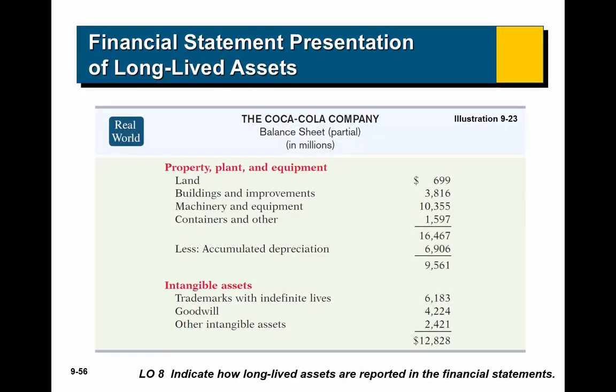All right. So this is what the balance sheet will look like with all these long-lived assets I've mentioned. There's the property, plant, and equipment, sometimes called plant assets. You'll see the accumulated depreciation shown on there. Then there's the intangible assets. You'll notice there's no accumulated amortization on those because remember when we amortized it, we did it directly to the asset.